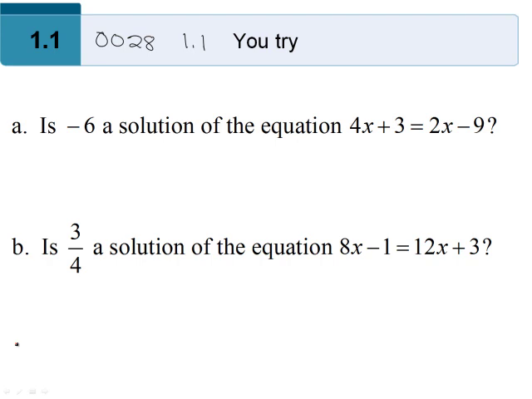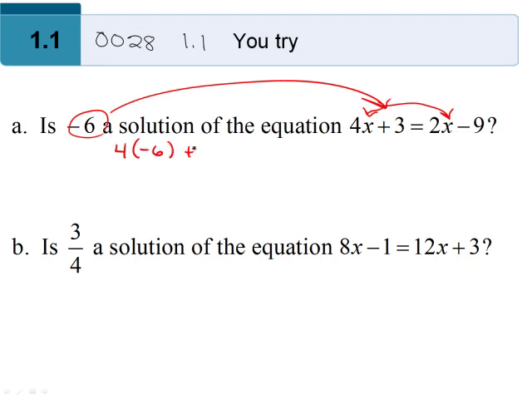Letter A says, is negative 6 a solution of the equation 4x plus 3 equals 2x minus 9? What you're trying to do here is see if negative 6 is a solution. So you're going to take negative 6 and plug it in everywhere there is an x. So we're going to have 4 times negative 6 plus 3 equals 2 times negative 6 minus 9. I just plugged it into the equation everywhere there was an x.